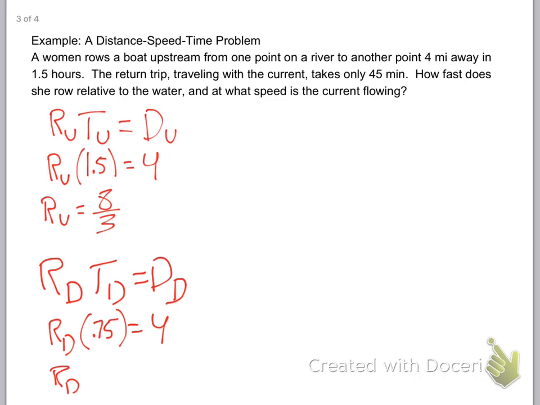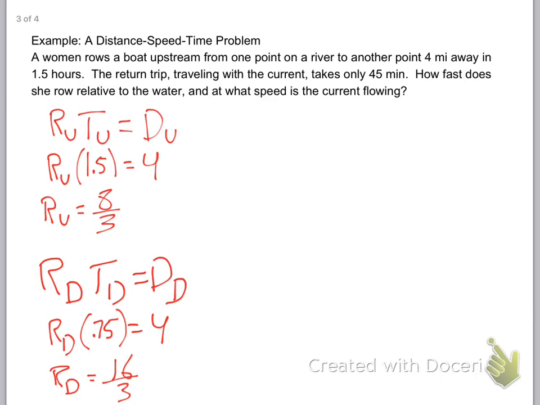So we could say that RD, the rate going down the river, is 4 divided by 0.75, or dividing by 3/4, which means multiplying by 4/3. That's 16/3 miles per hour. Those are both miles per hour. Would everybody be able to get the rates going up and down the river? I mean, it's right there given to us, right? But here's the problem. None of those numbers are what it's asking.